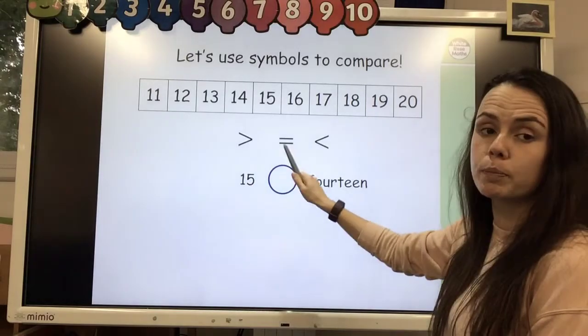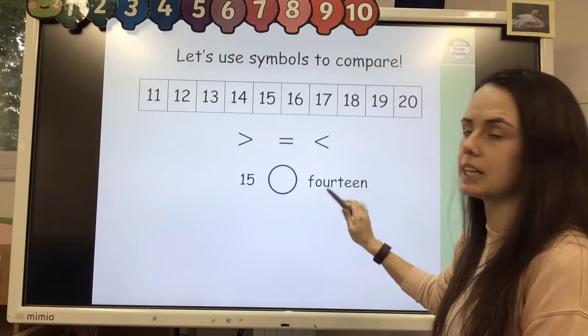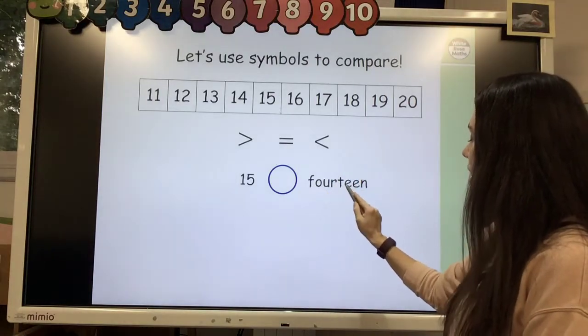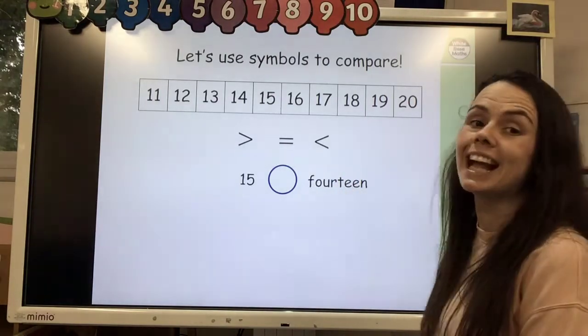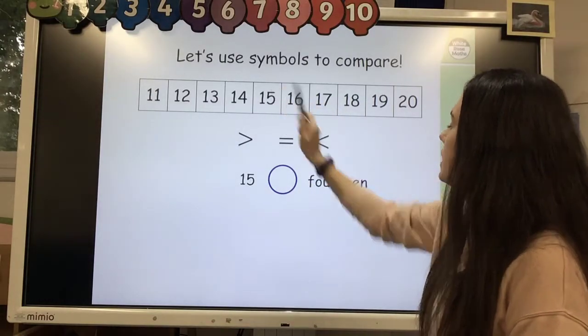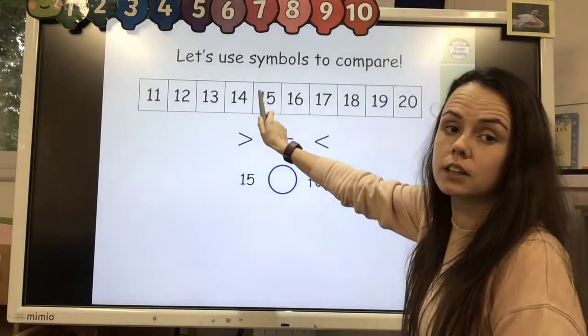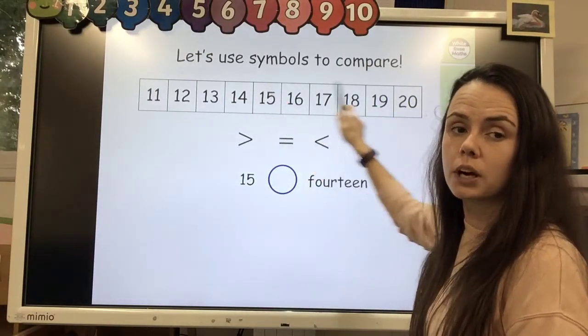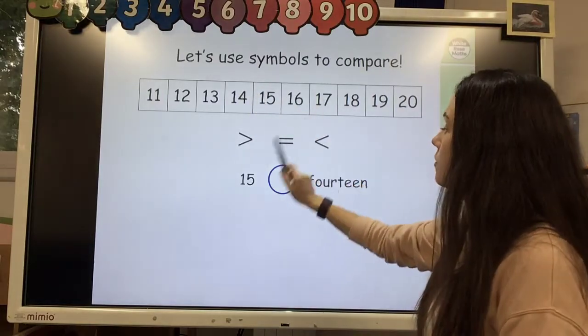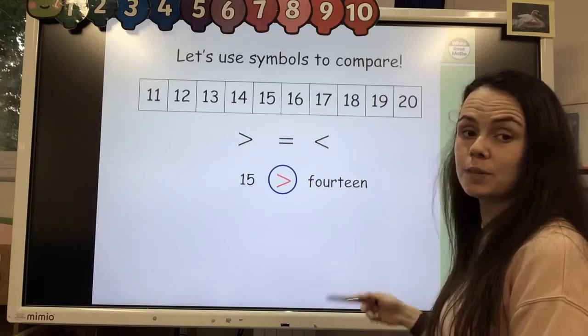So 15, is it bigger or smaller than, what's this word? Let's break it down. So 14. Let's have a look on here. So let's find 15, which is here, and 14 is here. So which one is bigger? The 15, because it's further up our number line than the 14. So 15 is bigger than 14. Well done.